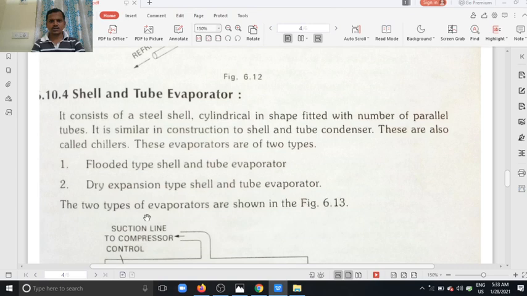So the next one is the shell and tube evaporator. Shell and tube evaporators are again fitted with a number of parallel tubes. It is similar to the construction of shell and tube condensers. These are also called chillers. These evaporators are of two types: the flooded type shell and tube evaporators and the dry expansion shell and tube evaporators. See this figure.